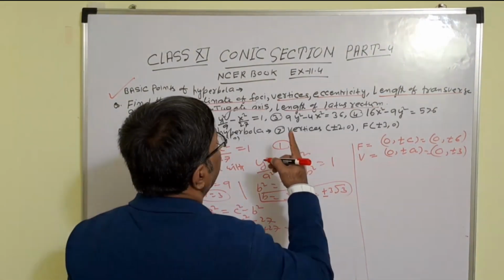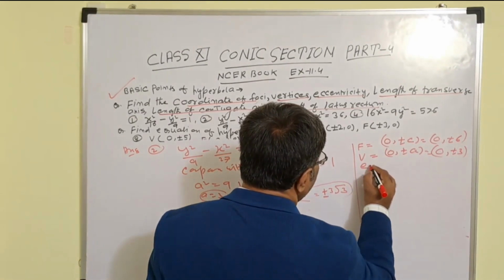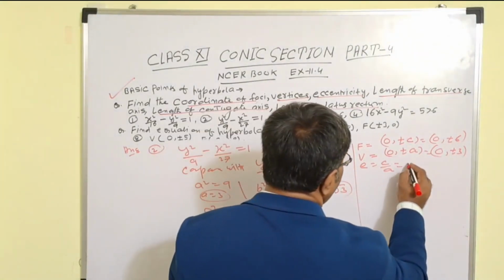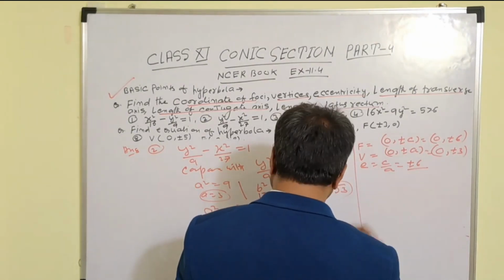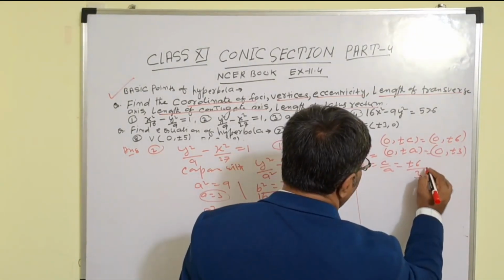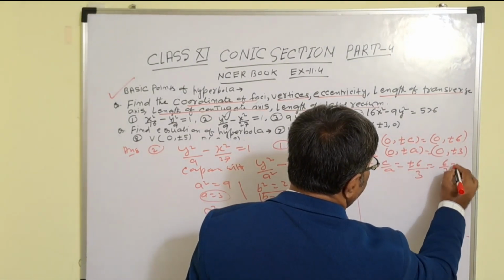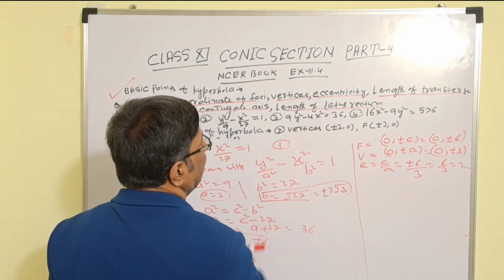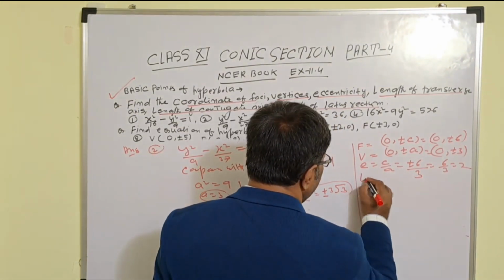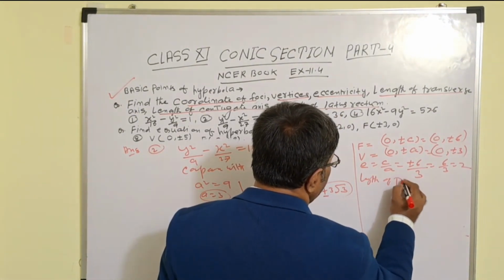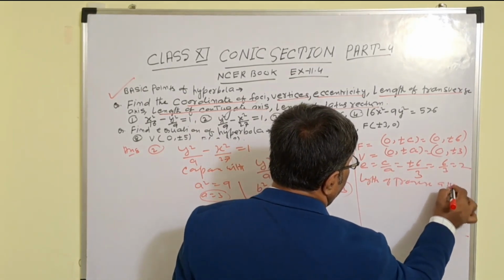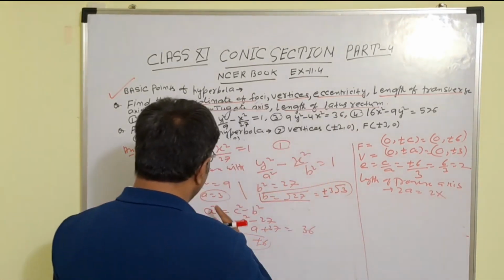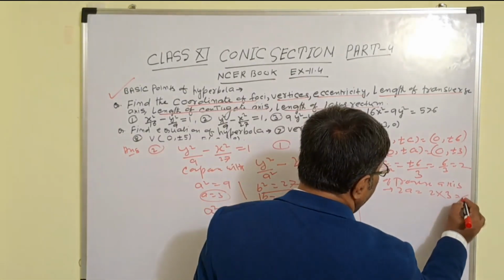Now we have to find eccentricity. So eccentricity equal to c by a. c is what? Plus minus 6. So this is plus minus 6 upon a, that is 3. So you can write 6 by 3, that is 2. And then we have to find length of transverse axis. So length of transverse axis again 2a. So a is what? a is given 3. So 2 into 3, 6.